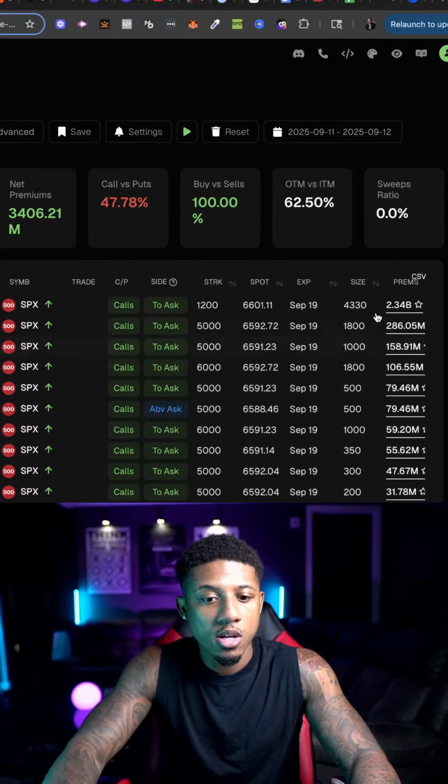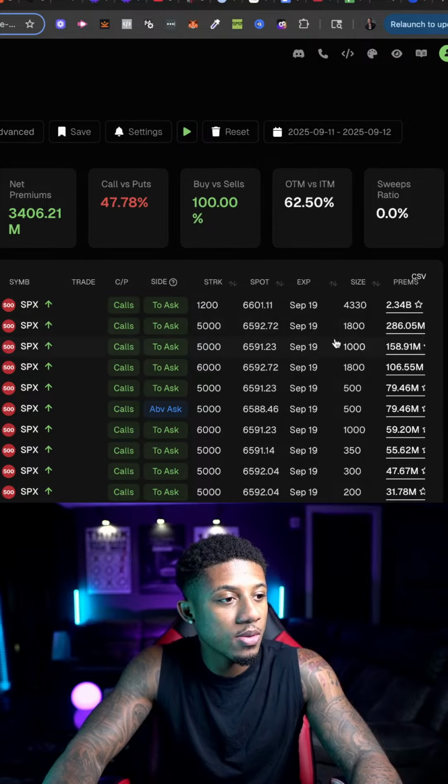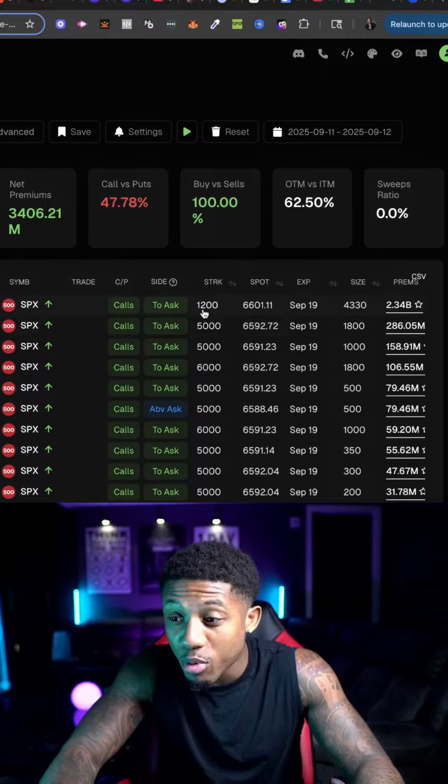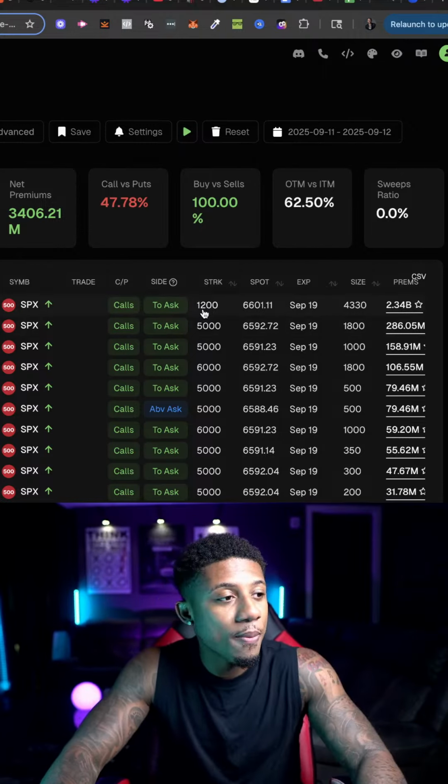You can look up, someone said look up SPX. So look at this. Now SPX is going to be a little different. Look at this. Somebody put $2.3 billion on calls. But they got a $1,200 strike price. They are so far in the money. $1 to $2, like, but this is what I'm saying.